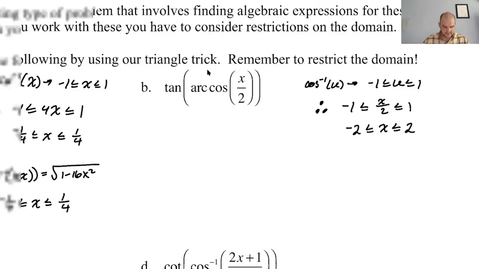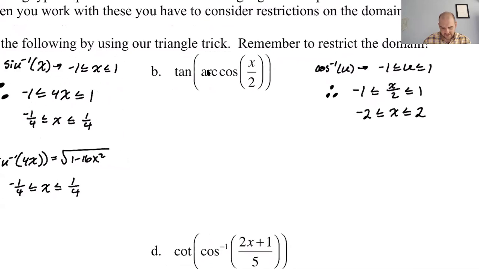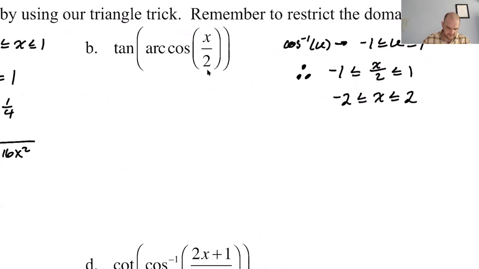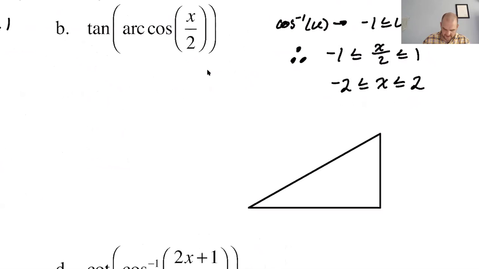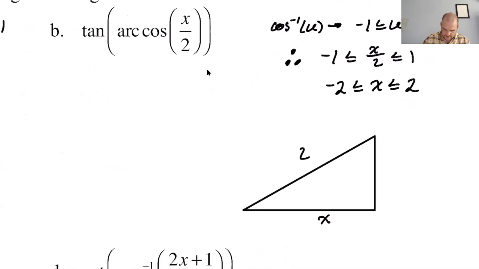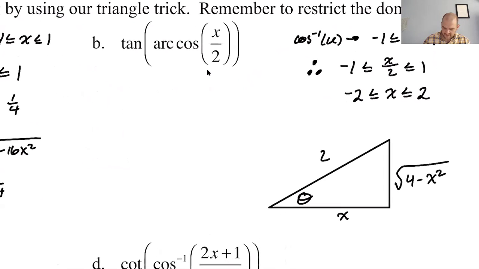Maybe. I should have said this on the last one. That's the biggest domain you could have. You can pick up domain restrictions because x can end up in denominators. But when that happens, you'll see it. So let's find out if that happens. I'm going to draw a triangle. Cosine is going to be x over 2. The missing side is radical 4 minus x squared. Call that theta.